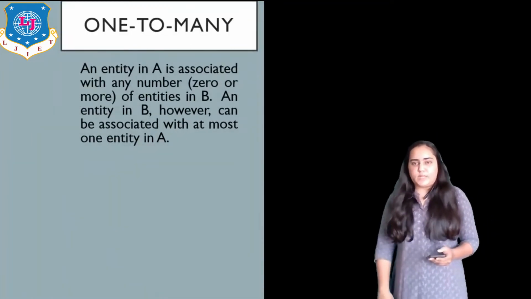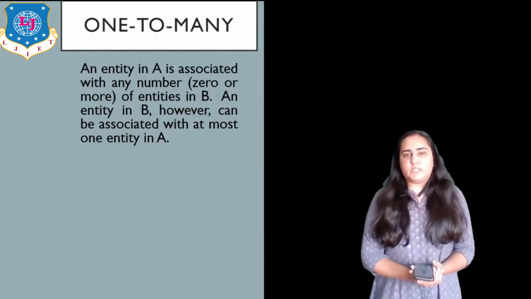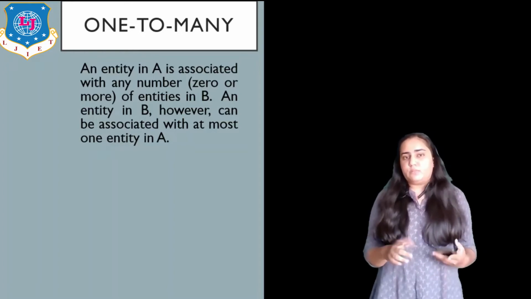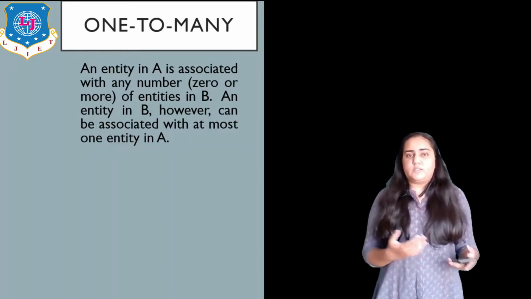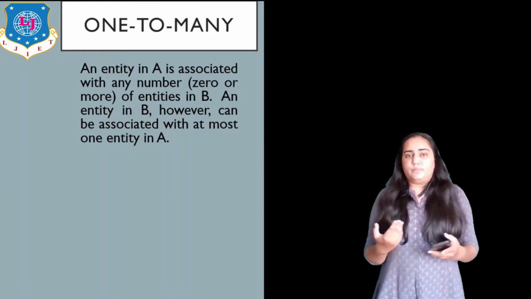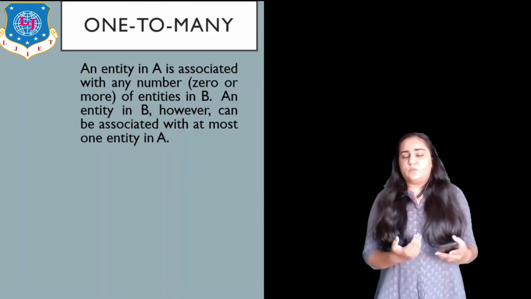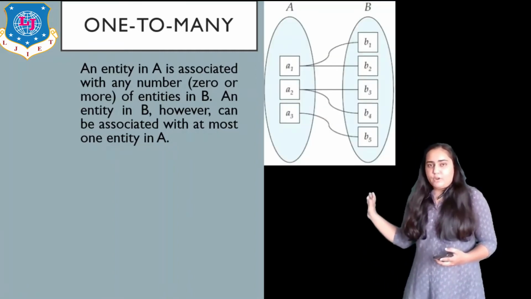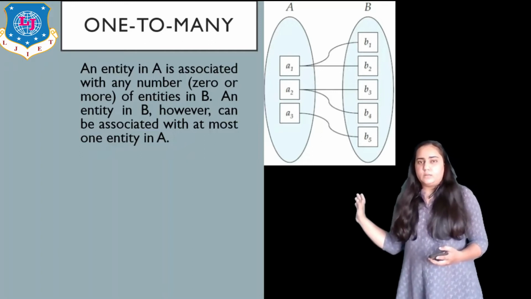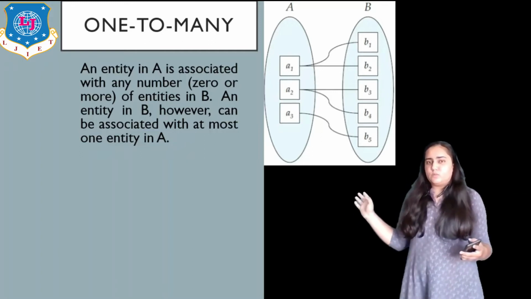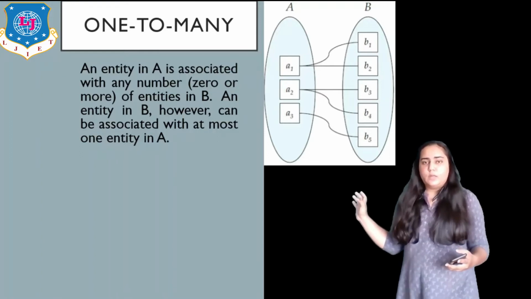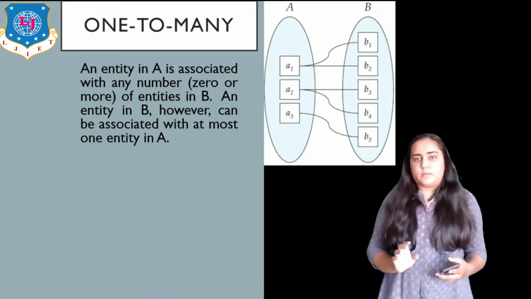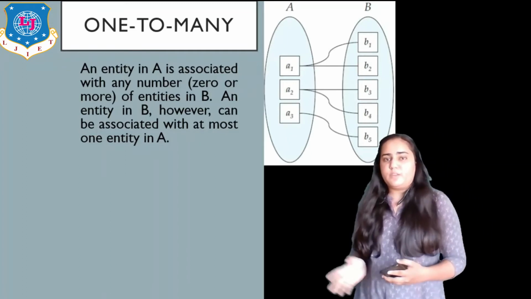Next, we have a one-to-many relationship. This is where an entity in set A is associated with any number, which could mean either 0 or more, of entities in B, but an entity in B will be associated with at most one entity in A. So it would look like this. In this diagram, you can see that each and every entity from A is associated with multiple entities in B. For example, A1 is associated with B1 and B2, and A2 is associated with B3, B4.